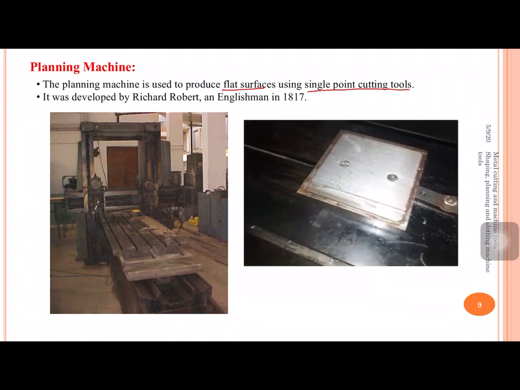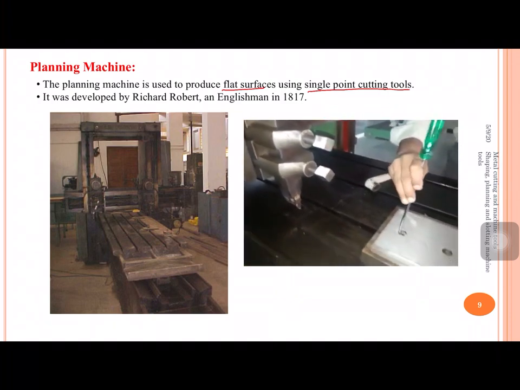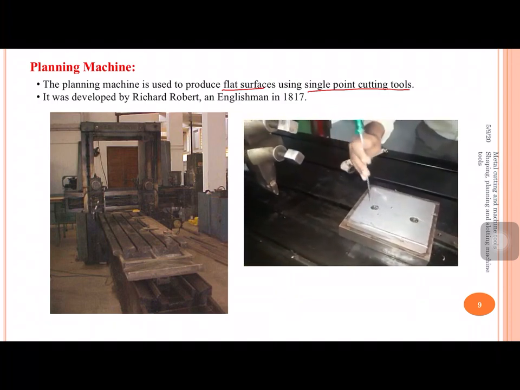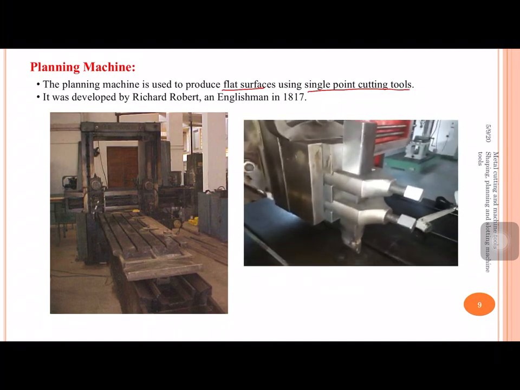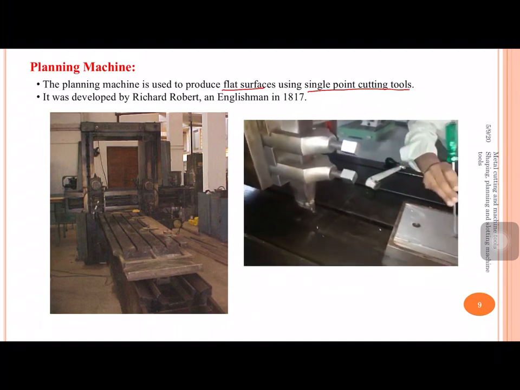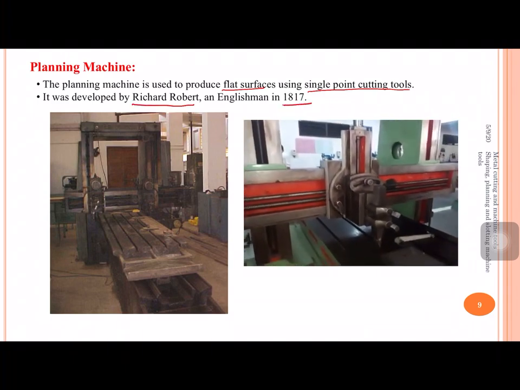And planing machines are usually heavy and they are very robust also. And in this particular video, I would like to show you how exactly the planing machine works. And this was developed by Richard Roberts in the year 1817.